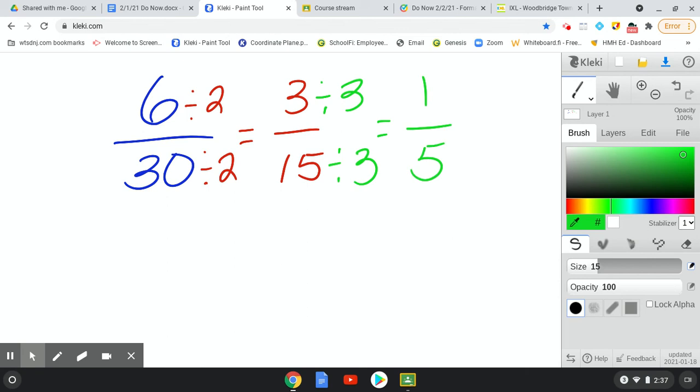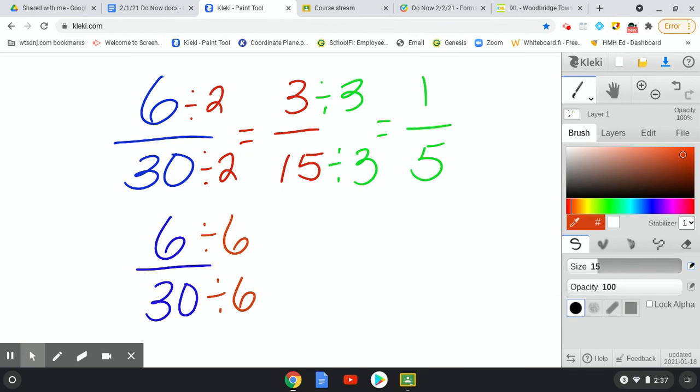Now, if I would have right from the beginning, instead of dividing by 2, realized that both 6 and 30 are divisible by 6, then if I did that right away, I would have come down to my simplified answer sooner. It doesn't matter which one you do. As long as you get to your simplified answer, it may take you a little longer if you're not dividing by the largest number they have in common.